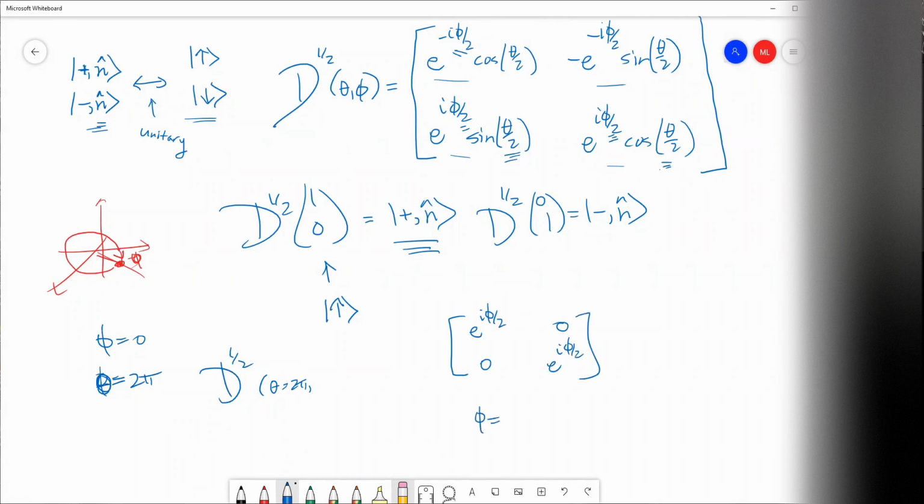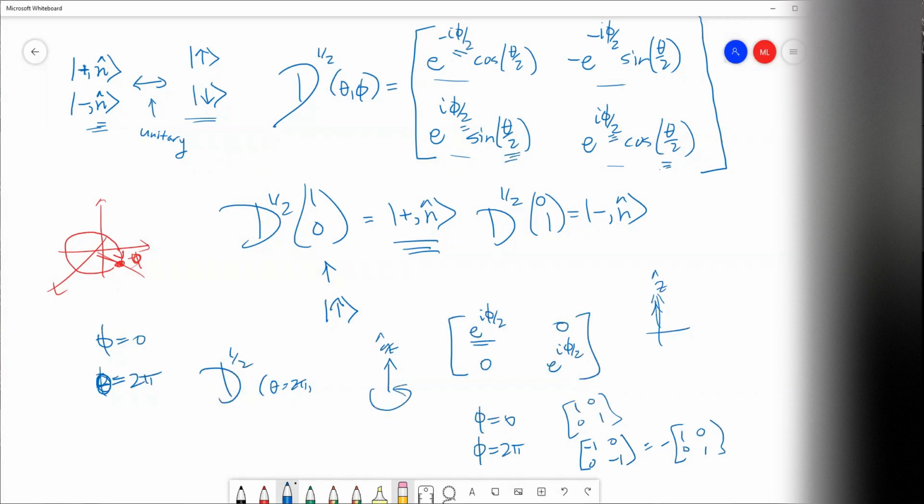So then if you stick in phi equal to 0, you get the identity. That makes sense because that's like keeping everything along the z-hat direction. But if you wrap around and you do phi equal to 2 pi, which would give you the same thing, something bad happens. e to the i phi over 2 gives you a -1, because e to the i pi is -1. And you get minus the identity. So that's weird. When you take your basis along the z-hat direction and you rotate it around by 2 pi, you end up with a phase factor of -1.